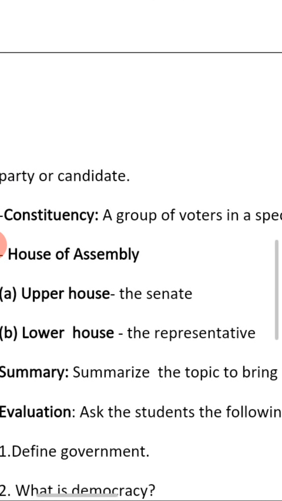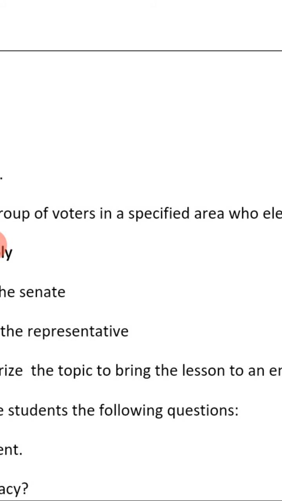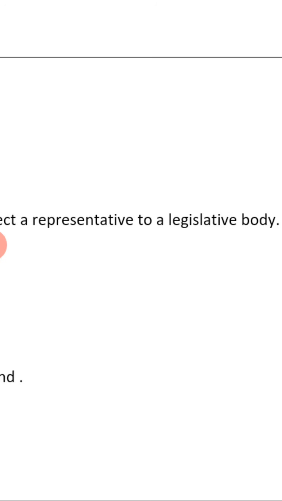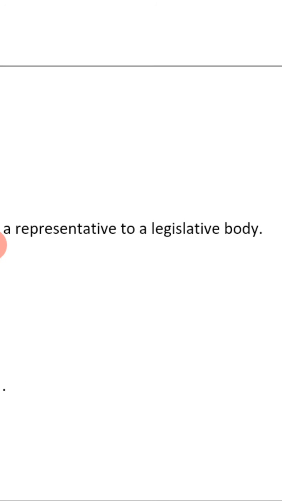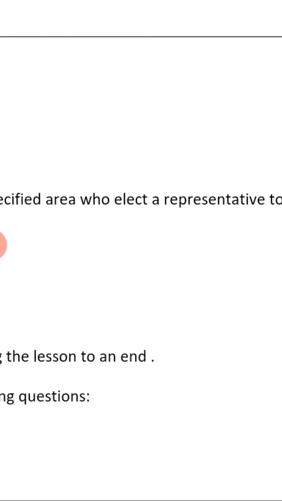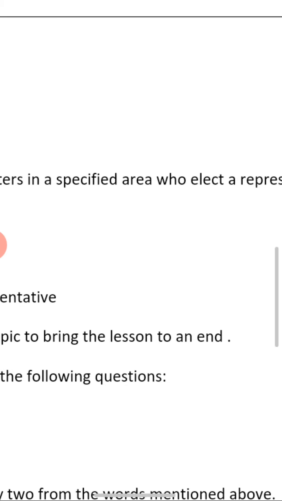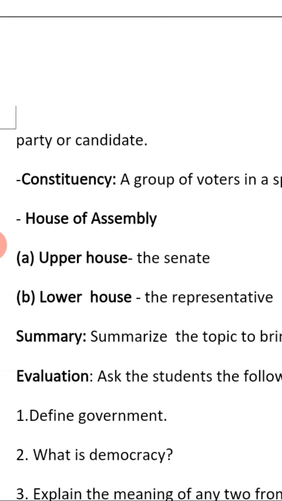Then we also have constituency. Constituency is a group of voters in a specified area who elect a representative to a legislative body. That is the particular area where people will elect the person that will represent them in the house of assembly, either the upper house or the lower house, that is the house of senate or the house of representative.